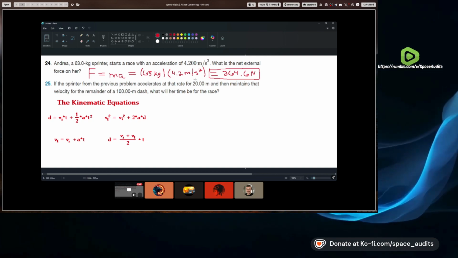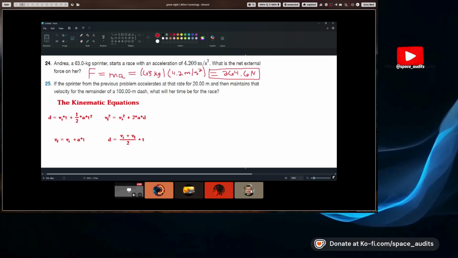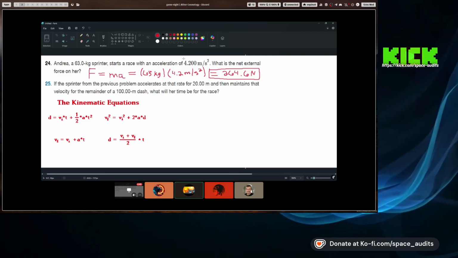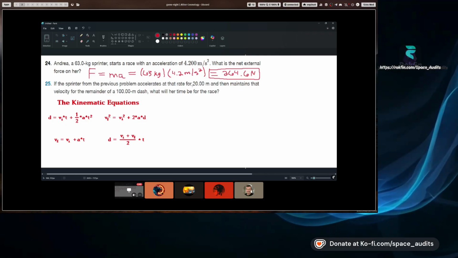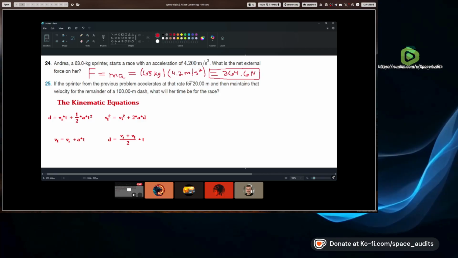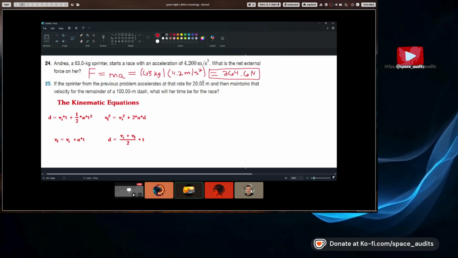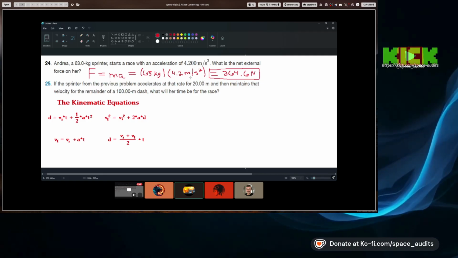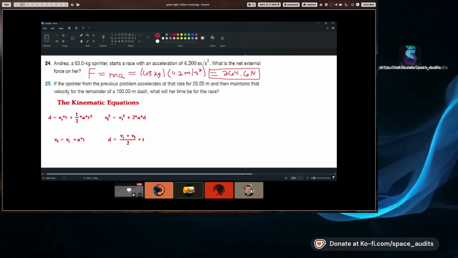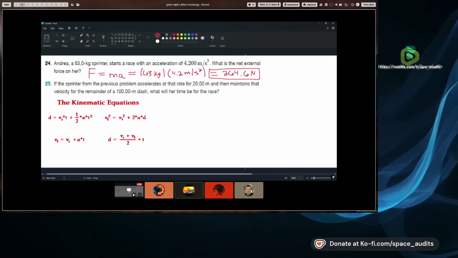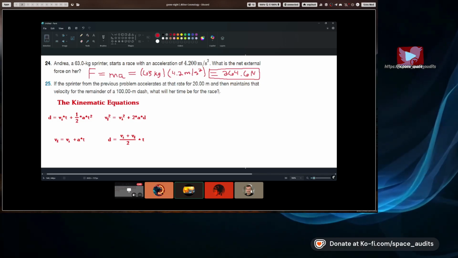So that constant force is going to be applied for that first 20 meters. So in other words, constant force, constant mass, constant acceleration. It's going to give us an acceleration of 4.2 meters per second squared. So for 20 meters, we will accelerate at a certain rate, and then we're going to stop accelerating, and we're going to continue going that same speed the rest of the race.